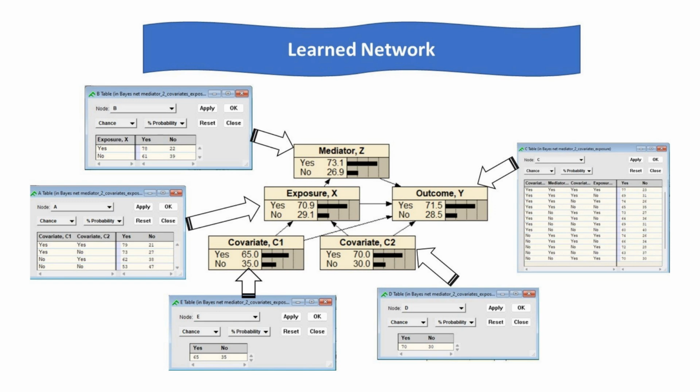We have learned both the structure and parameters of the network from its associated regressions.